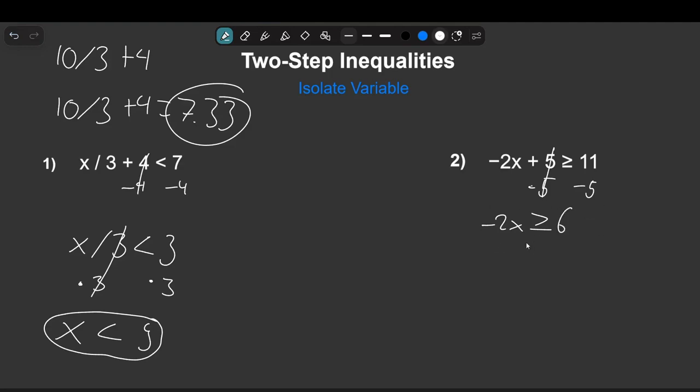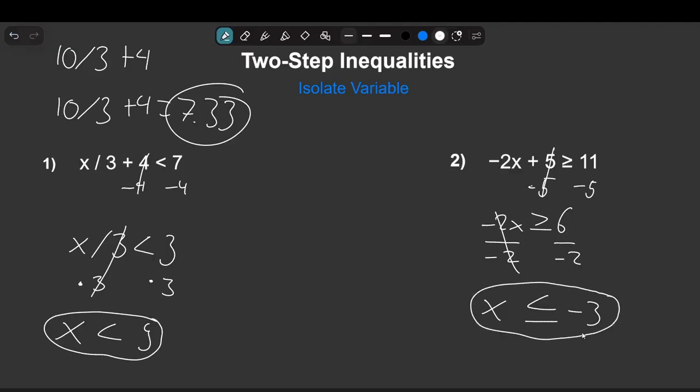Now what we're going to do is divide both sides by minus 2. And remember, if we divide both sides or multiply both sides by a negative number, our inequality symbol will flip. So we're going to do this also. So we're going to do divided by minus 2 and divided by minus 2. Well, these two cancel each other out, so we are just left with our variable, and we're going to flip our inequality symbol to less than or equal to 6 divided by minus 2. Well, 6 divided by minus 2 is minus 3, so this will be our answer.